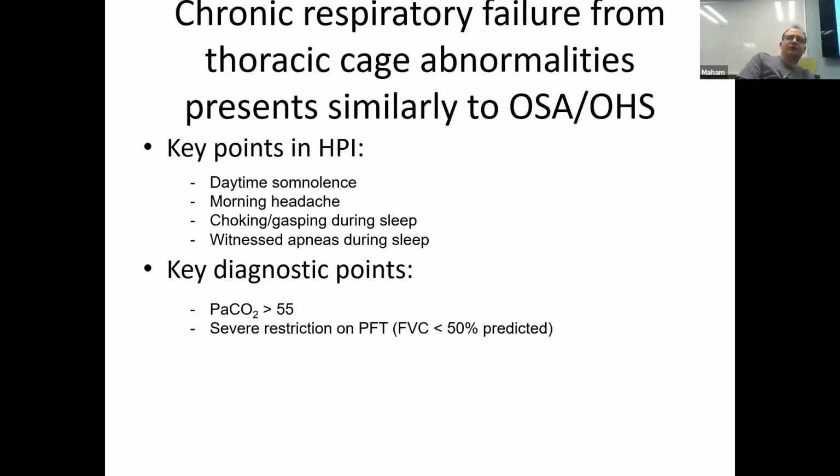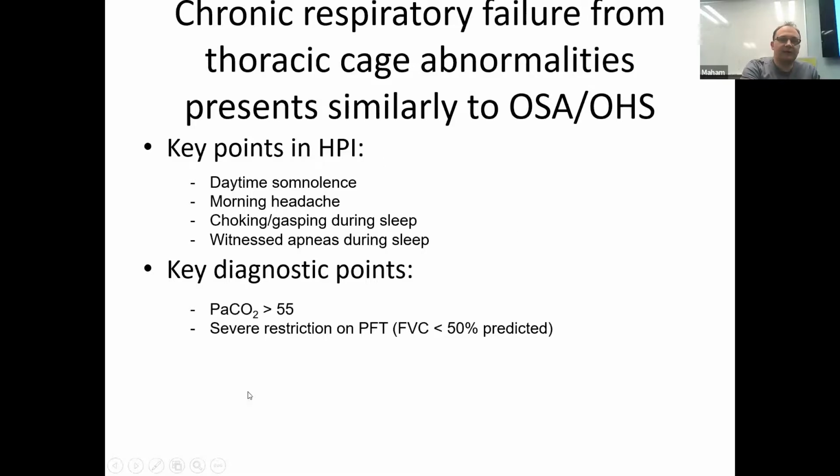So chronic respiratory failure from thoracic cage abnormalities, as I said, is very similar to OSA, OHS. They're going to have the daytime somnolence, morning headache, apneas during sleep that would really make you think about obstructive sleep apnea. The difference being you get imaging or you diagnose a neuromuscular disease and you're able to say, hey, maybe this isn't obstructive sleep apnea.